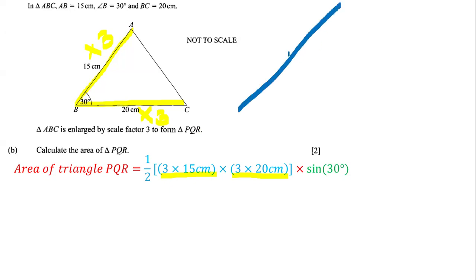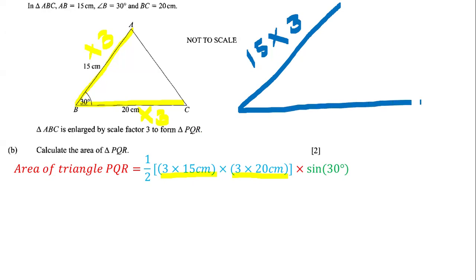Wherein the length of this side is going to be 15 multiplied by 3, and the length of this side, which is a much longer side, is going to be 20 multiplied by 3. And we're going to have the same angle, which is 30 degrees.